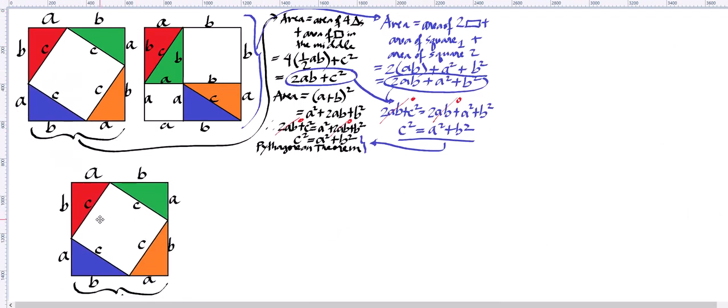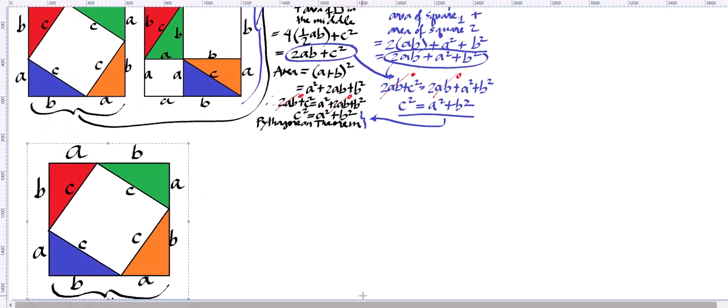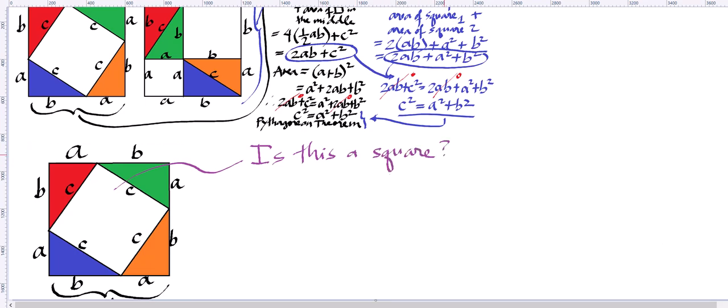Let us now establish that the tilted quadrilateral or rhombus in the middle of the first illustration is indeed a square. We know that the corner angle here is a 90-degree angle.